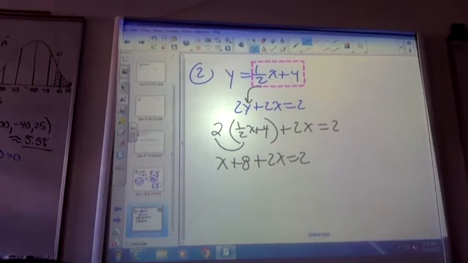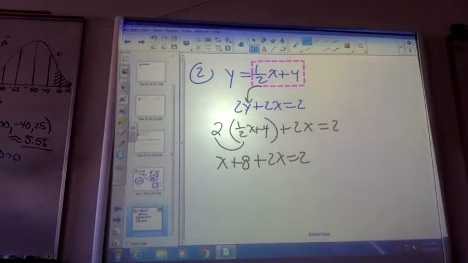Does that mathematically make sense, what we just did? I found that one of the variables was equal to not a number, but kind of like a number with letters and stuff, and I plugged it into the other equation. So x plus 8 plus 2x equals 2 is like second week of Algebra 1.